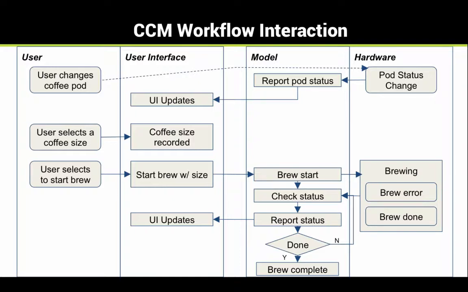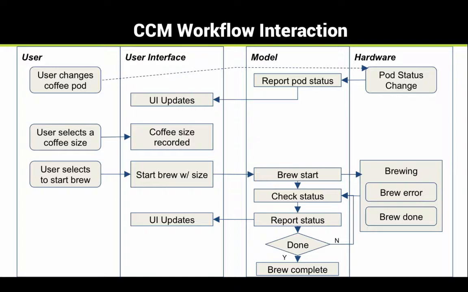Then finally, once we've recorded a coffee size, the user would like to select to start some sort of brewing process. Now, keeping in mind that this is a simplified task flow just to keep us on track, we're saying we've had to establish a size, so we're going to start the brew with a size, and that's going to be our communication from the UI to the model, that we would like to start the brewing.